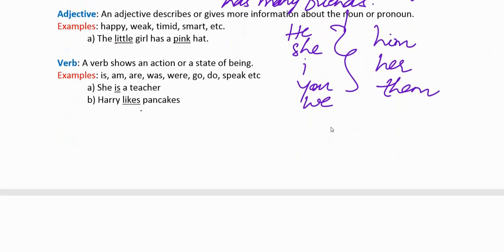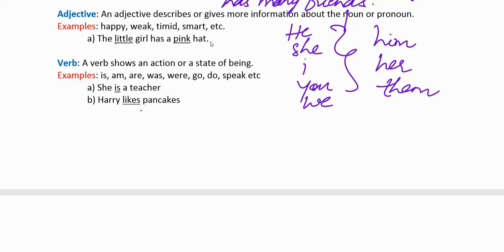Moving on to adjective now. What is an adjective? An adjective describes or gives more information about a noun or pronoun. Look at these examples here. Happy, weak, timid, smart. All these are adjectives because they give you more information about a noun.